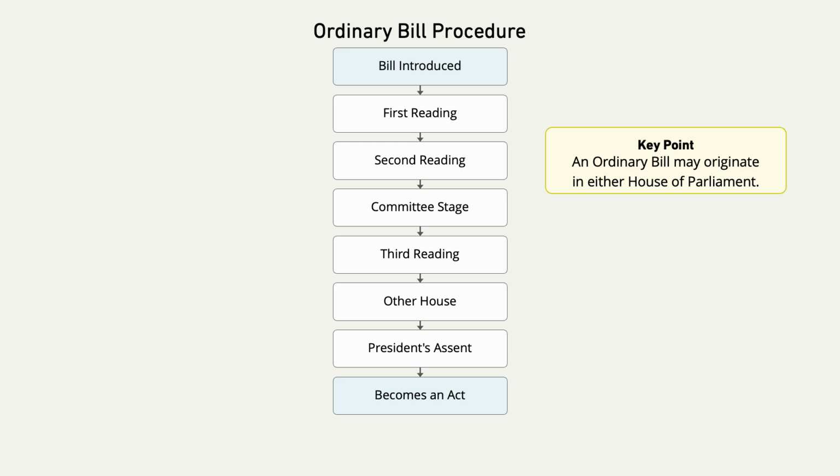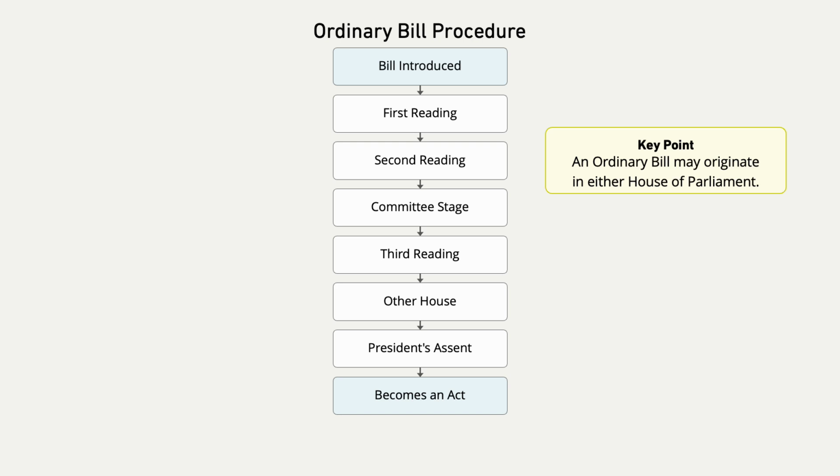Now, the process I will explain to you: the bill is introduced, then first reading, second reading, committee stage, third reading, scrutiny and all that analysis, and at the end, once it's approved, let's say it was introduced in the Lok Sabha. Once the third reading completes, it is sent to the other house, and the other house needs to approve it as well, and once the approval is done, it is sent to the President. Then the President's assent is received. After the President's assent is received, it becomes an Act. Before it becomes an Act, during the entire process, it is considered a bill.